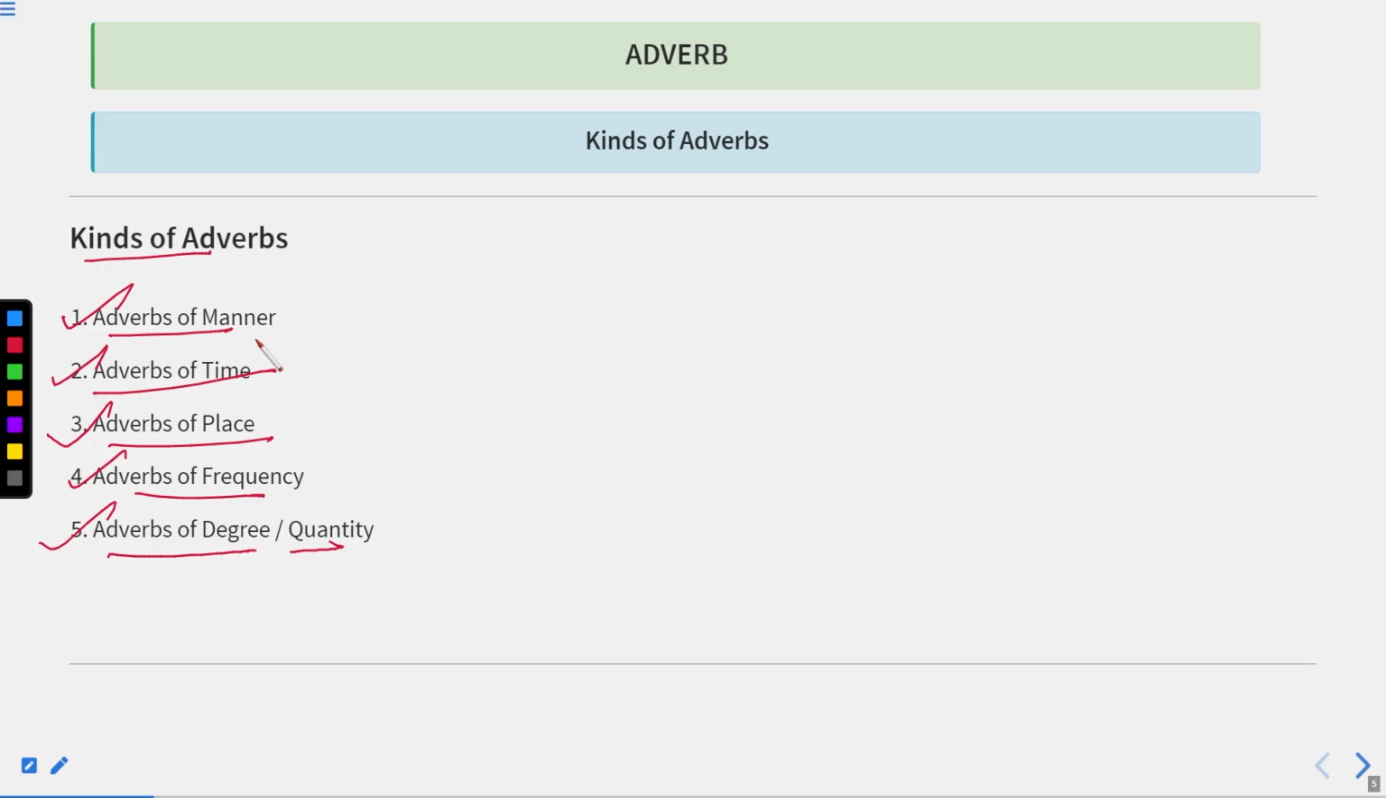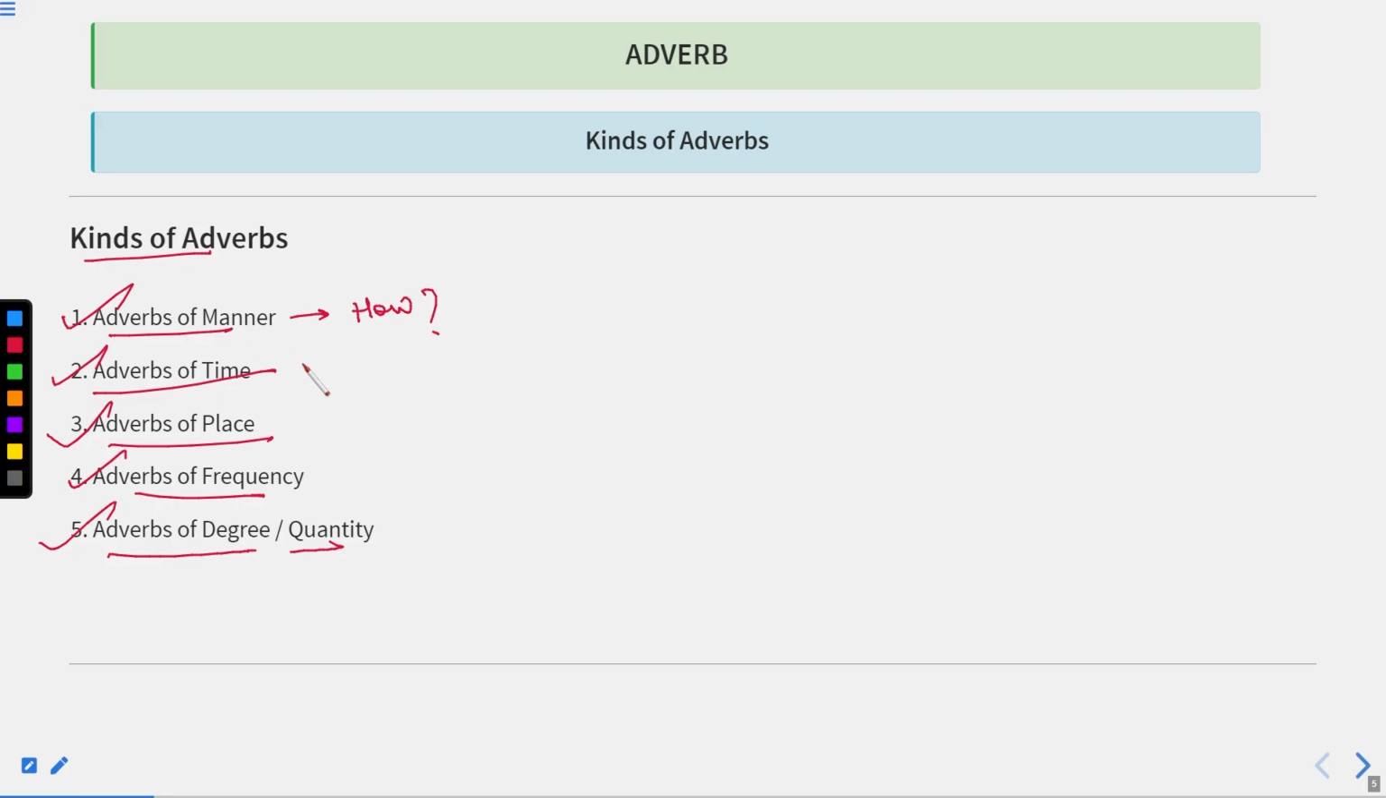Manner shows how this work is done. Okay, for example, she sings beautifully. So how does she sing? She sings beautifully. So manner is a word which is replied by the question how. Okay, if any word replies to the question how, that means it is an adverb of manner.